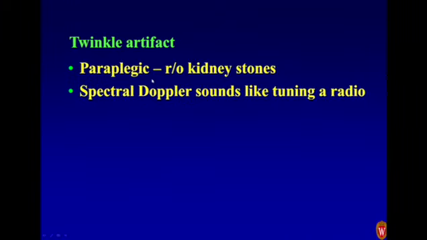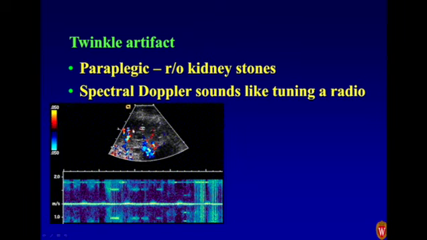So very often we'll see, these are paraplegics. They come to us because they're immobile and they're mobilizing their calcium. We rule out kidney stones, and we see these bright things. They have twinkling on color. Also, the spectral tracing is abnormal. Sometimes maybe it's tiny and you think it's a blood vessel.